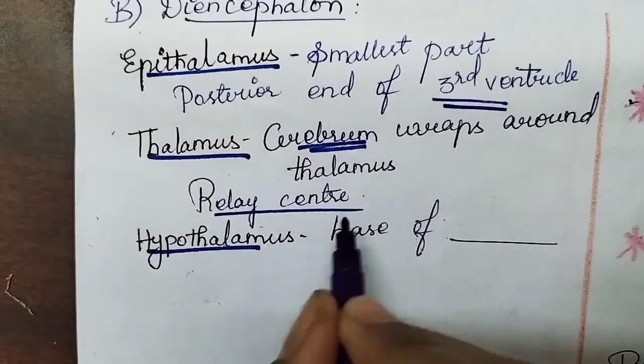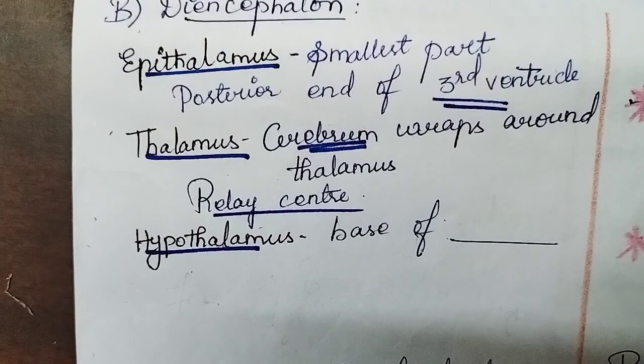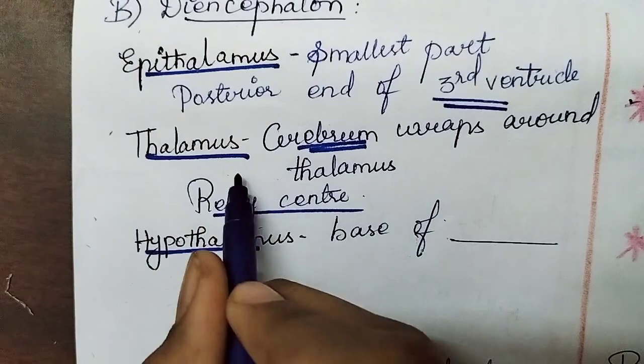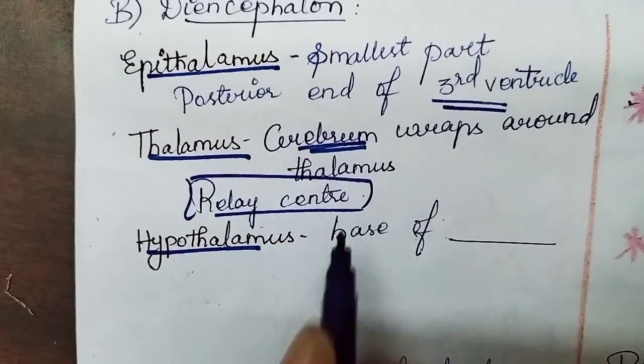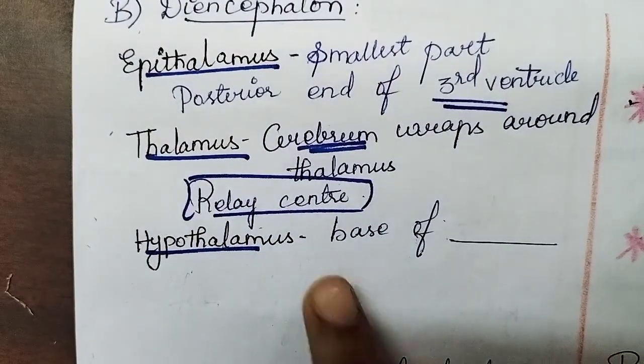So this is the relay center. Why is this the relay center? Because after information reaches the brain, it has to go to the cerebrum only through the thalamus. So the thalamus acts as the relay center in the brain.